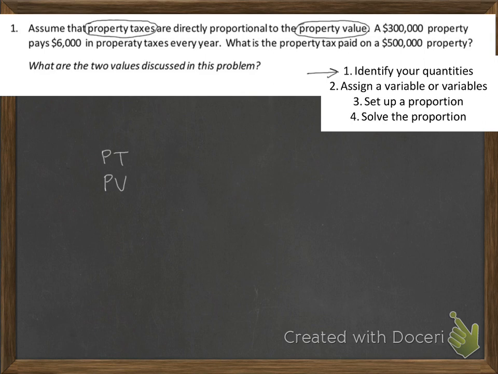It says a $300,000 property. Is that my property value or my property tax? Well, that's the value. So that's this guy down here. The property value is $300,000.